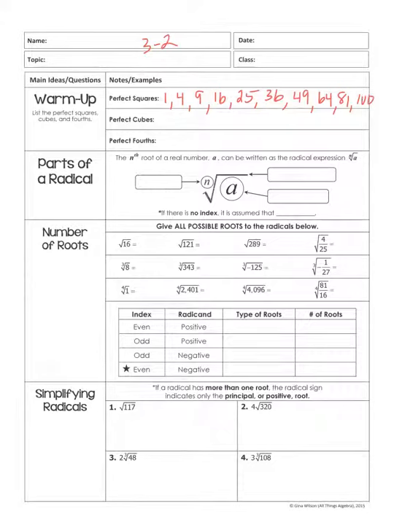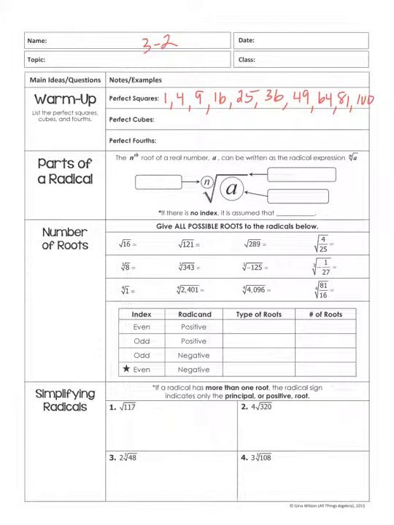But you need to know yours all the way up to 15 times 15. So 11 times 11 is 121. 12 times 12 is 144. 13 times 13 is 169. 14 times 14 is 196. And 15 times 15 is 225. So make sure you know those.